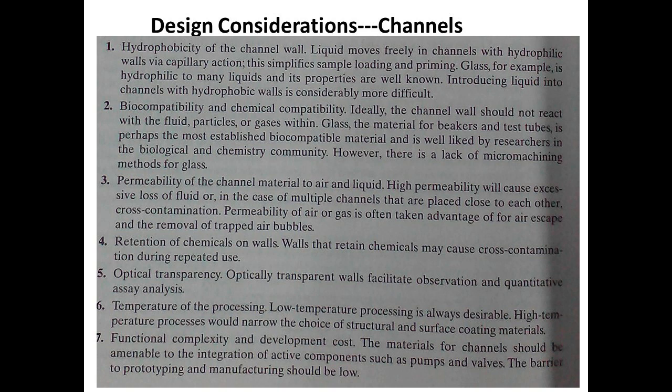Optical transparency is the fifth characteristic that you have to consider. It depends whether you want to see the process or not. Some processes need you to see it, so you need optically transparent walls, for instance glass. Glass, PDMS, that will be good. If silicone, you cannot see it.